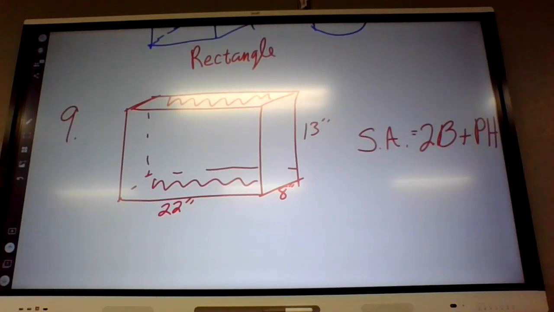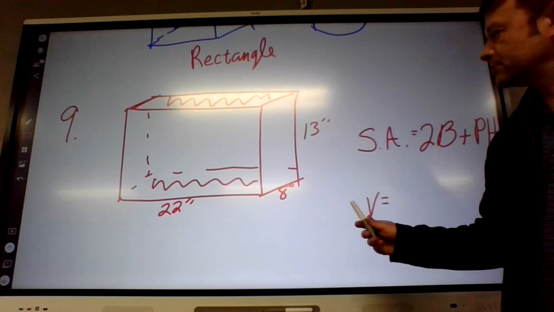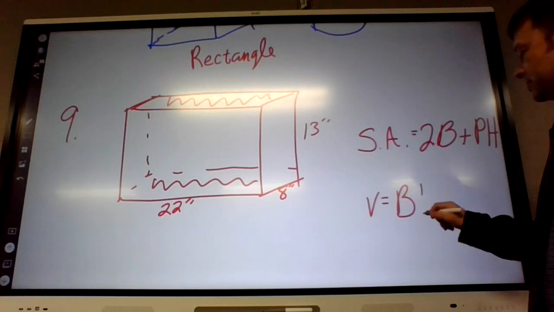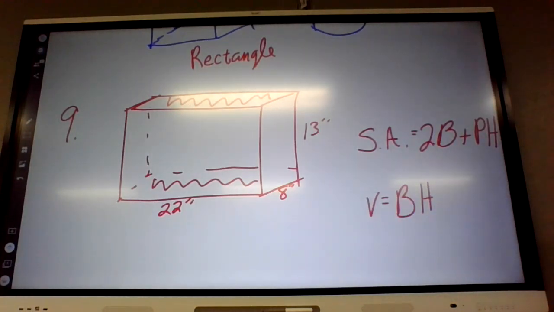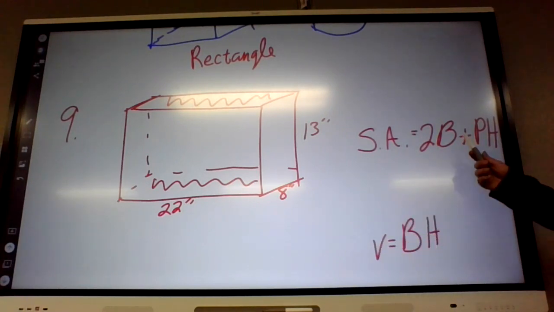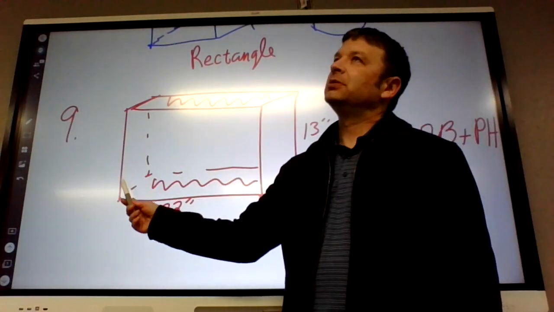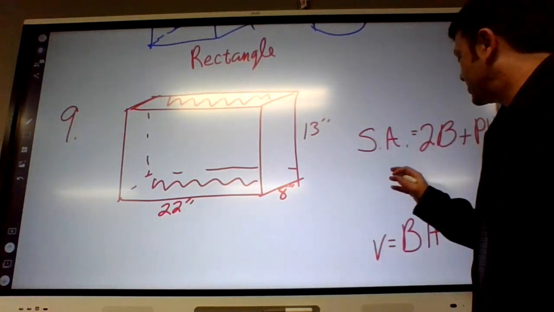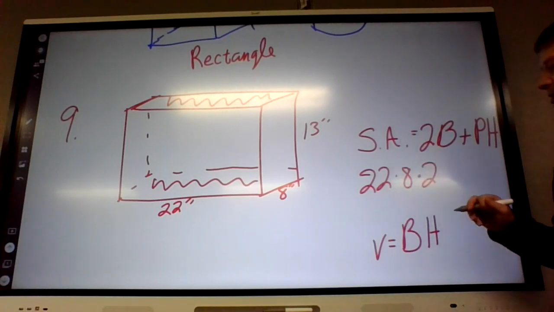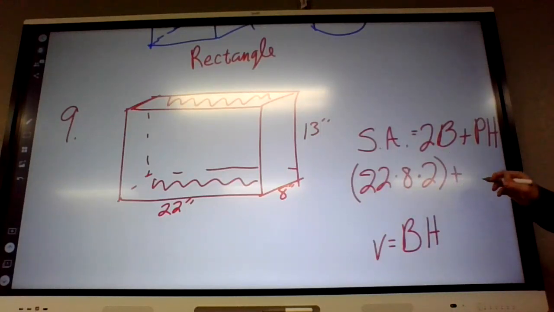Okay, and then volume, which was much easier. How did we do volume of prisms? Area of the base, so capital B, times height of the prism. Okay, so for this one, how do I find the area of this base right here? Yeah, 22 times 8, it's just a rectangle. But so it's 22 times 8 times 2 because there's 2 bases. So that's the base areas.